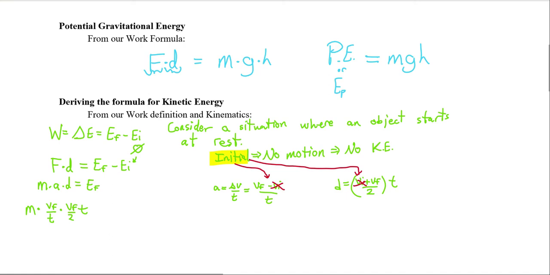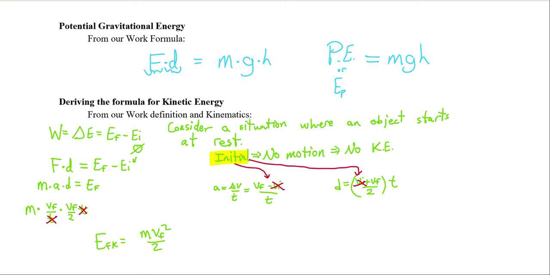Now something I notice is I'm both multiplying and dividing by t. Those t's cancel each other out, leaving us with the fact that our final kinetic energy is going to be m times VF times VF, which becomes VF squared, over 2.